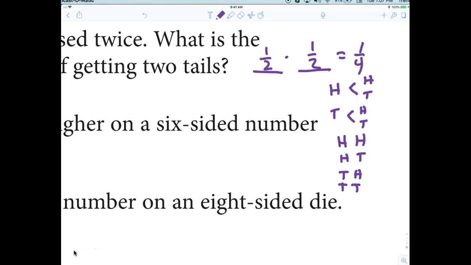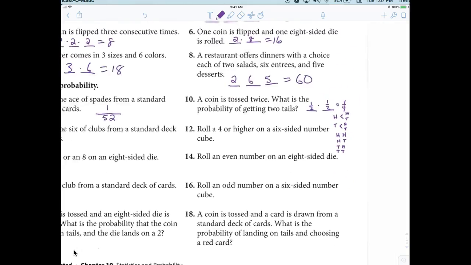If it's TH, that doesn't count. Why not? Why doesn't that count? Because it's not two tails. Exactly. We're only getting two tails. Oh, I thought they meant two separate ones. All right. Here we go.